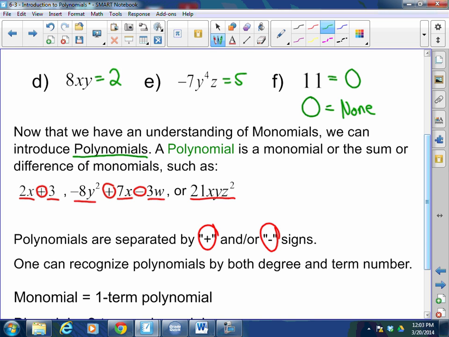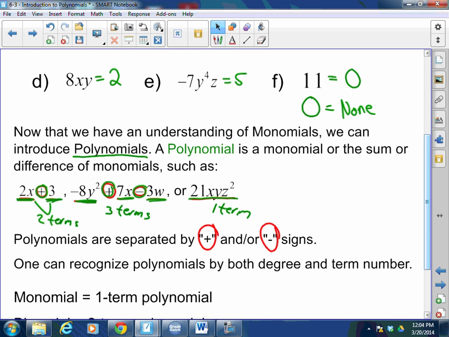Think about it. I got 2x plus 3, so that's two terms. I got negative 8y squared plus 7x minus 3w. That's 3 terms. Here I've just got one product of 21xyz squared. That's 1 term. So plus or minus signs separate terms. Does that make sense, my brothers?